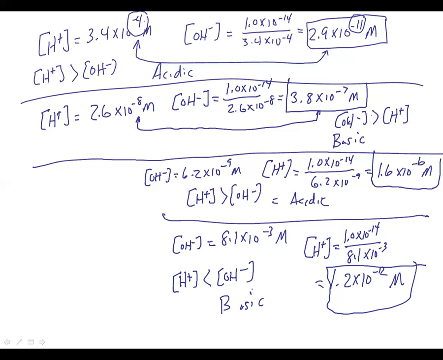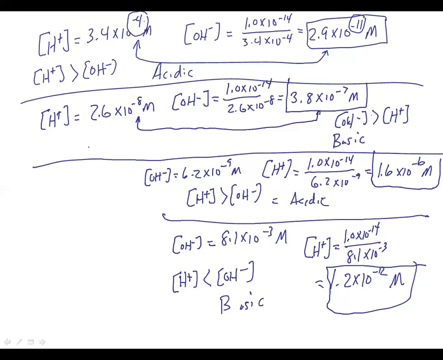Any questions on any of those calculations? So again, in each of these cases, our H plus and OH minus concentrations, one was larger than the other. Where it would be neutral is when they would be equal to each other. So if you use KW, the only way that you'll get the H plus concentration to equal the OH minus concentration is when each of them equals 1 times 10 to the minus 7.